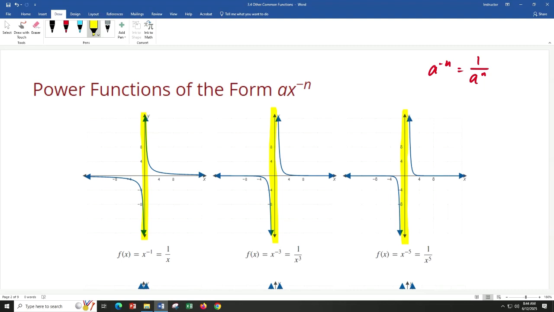Now, notice 1 over x. For this one, I always remember odd powers are opposite. Okay? Notice this is 1 over x to the power of 1, right? There is a power of 1 right here, right? So I know it's always flipped. It always looks like this, okay? And then what's going to happen after that?